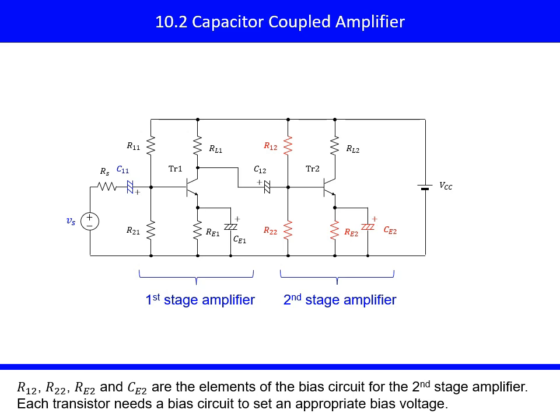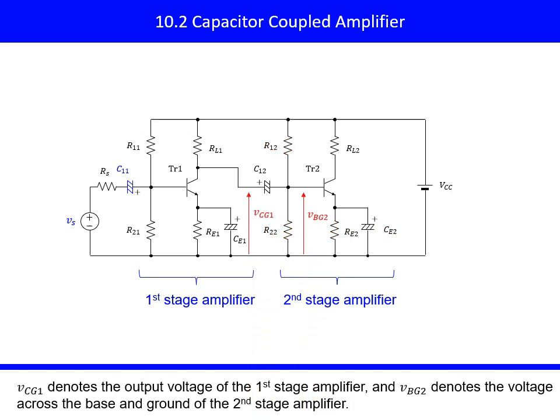R12, R22, RE2 and CE2 are the elements of bias circuit for the second stage amplifier. Each transistor needs a bias circuit to set an appropriate bias voltage. VCG1 denotes the output voltage of the first stage amplifier, and VBG2 denotes the voltage across the base and ground of the second stage amplifier.